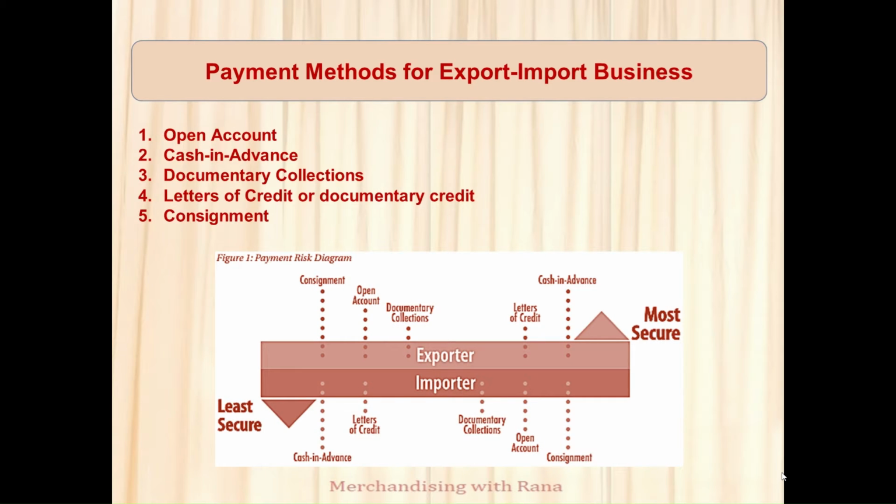So let's see this diagram to see the risk factor for exporter and importer. You can see from left to right, it goes from less secure to more secure, with the exporter above and the importer below. Consignment is least secure for the exporter and cash in advance is most secure for the exporter. You can see this diagram by yourself, but I will discuss it in detail in other slides.